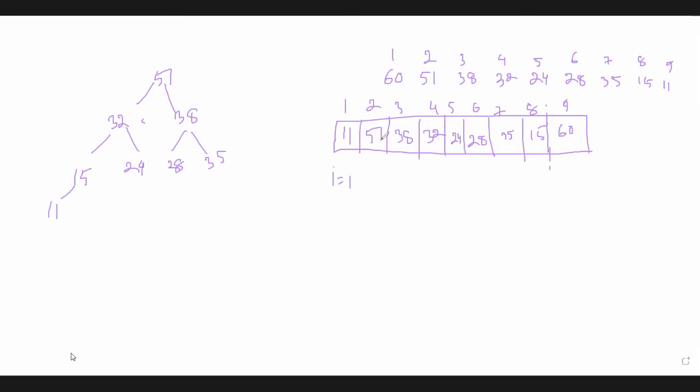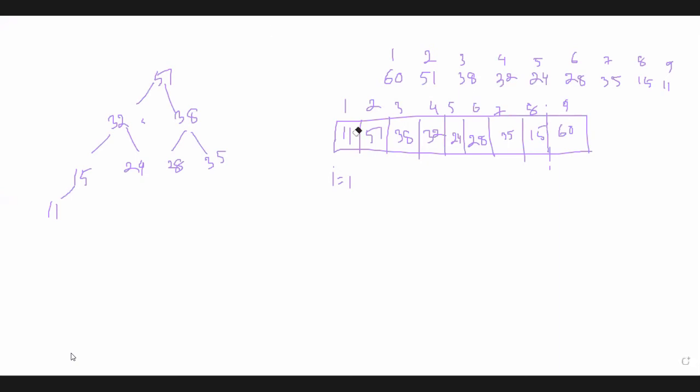So 51 is the left child of 11. And what about the right child? This one, 2i plus 1. So 38 is the right child of 11. Now compare this left child with the right child. Left child is greater than the right child, so replace that parent node with the left child.